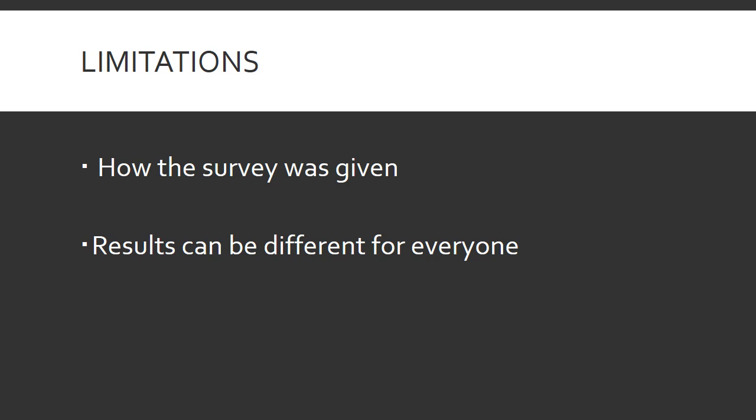Another limitation was the results of the survey. The results did differ between everyone, but most of the time people can tell when someone is lying to them if they are close with the other person. So if they are their parent or a close friend, it will be easier to tell when they are lying because you are around them most often.